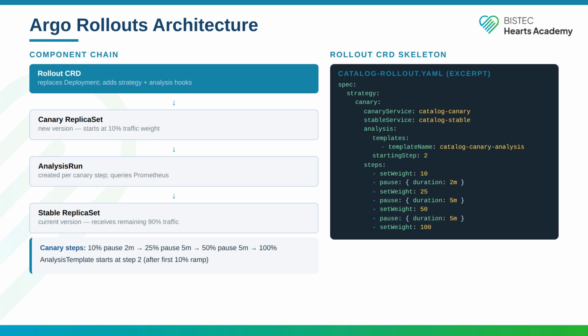Running kubectl argo rollouts get rollout catalog, watched during a deployment, shows you the live progression, the percentage, the current step, the analysis status, and whether promotion or rollback is the expected outcome.